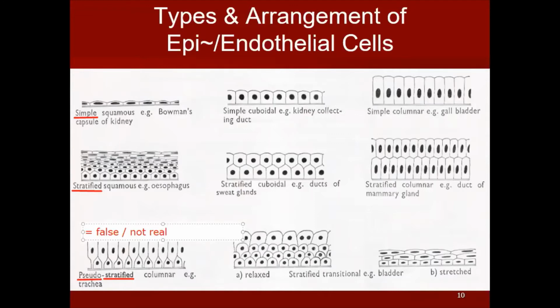That means pseudo-stratified looks multi-layer because you see there are two layers here, but actually it's not true. It's only one layer. Why is it one layer? Because can you see this cell here? This cell is not stacked on top of this cell. This cell is attached to the ground floor. Now this cell at the bottom is also attached to the ground floor. So both of them are actually on the ground floor.